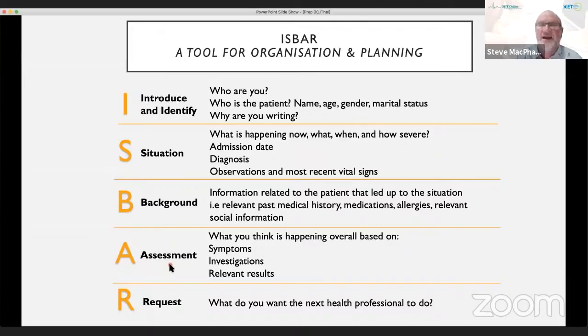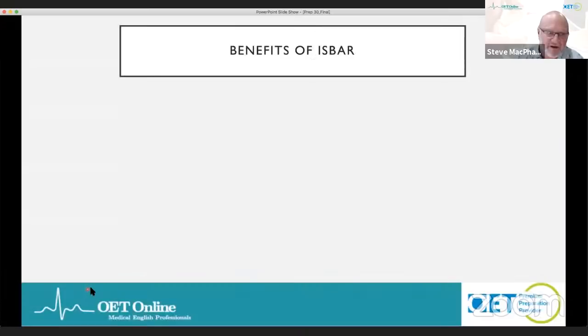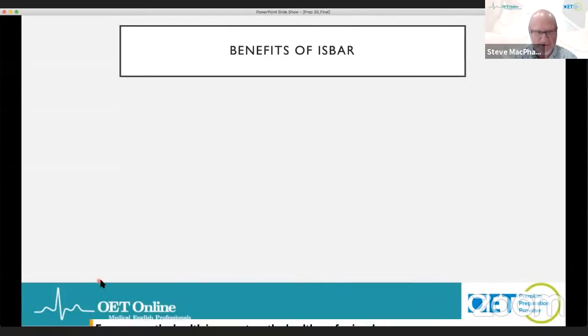Then we come to A for assessment. So that's you, that's assessment as a health professional. You've identified the problem, you know what it is, you've perhaps provided a diagnosis, you've observed. Now, what are you going to do? What do you think the best approach is? So that includes the symptoms that you're seeing, the investigations, and the investigation results. All of that is part of the assessment. That's the clinical assessment that you do in your workplace, whether it be a hospital or a clinic, wherever it is.